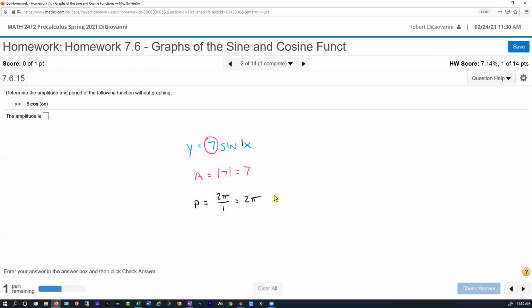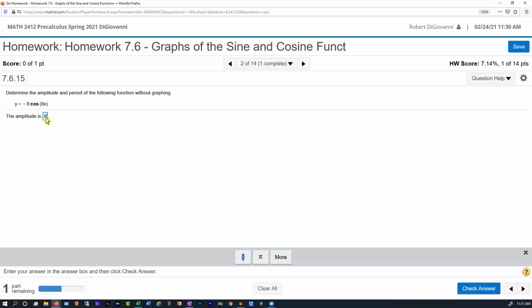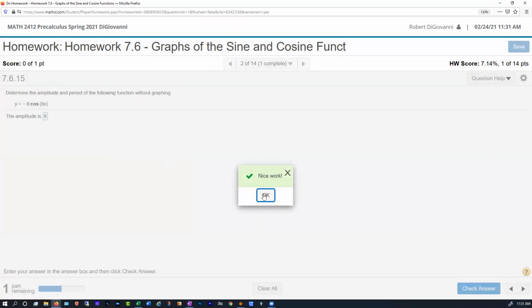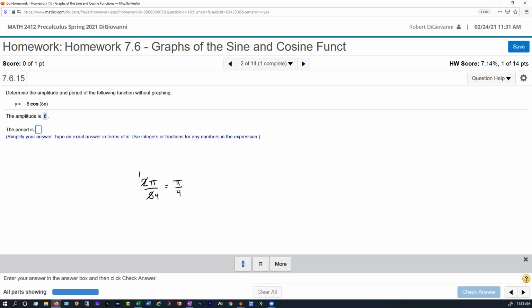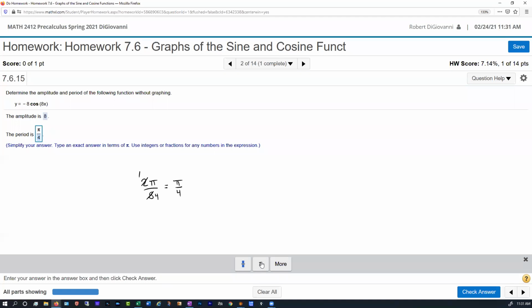Next question. Okay, for this one, I'm just going to look at it. The amplitude is the absolute value of -8, which would be 8. And then for the period, we'll take 2 pi and divide it by the number in front of x here, which is 8, and then reduce this fraction out. And we're just going to get pi over 4. So here we've got pi over 4.